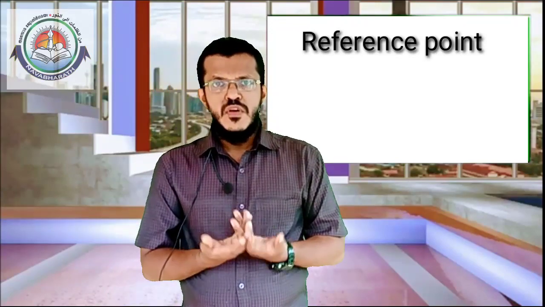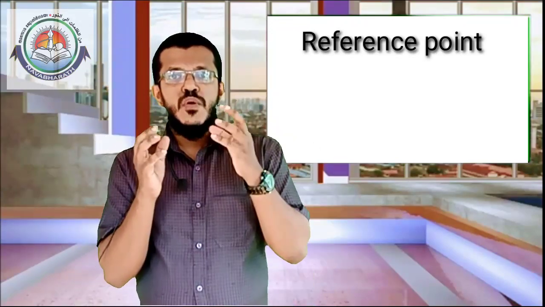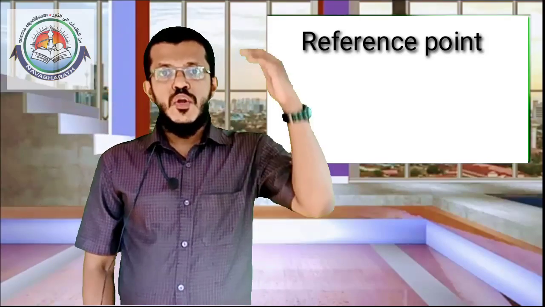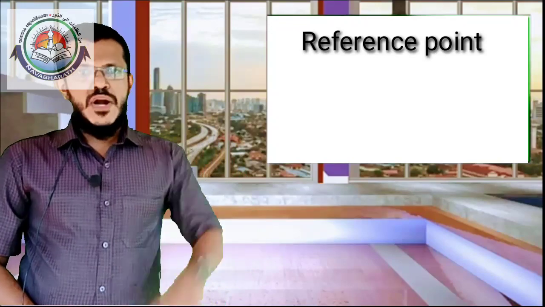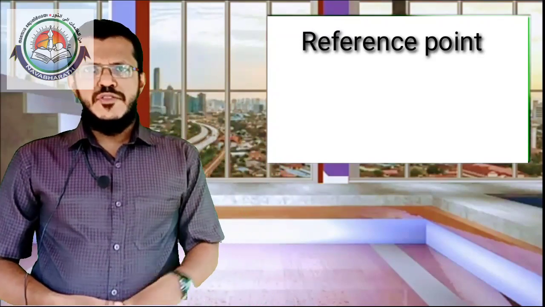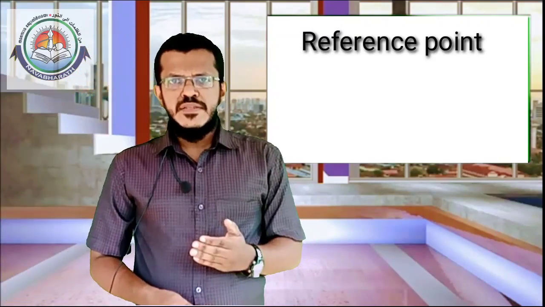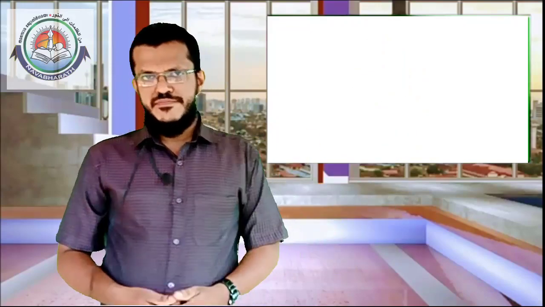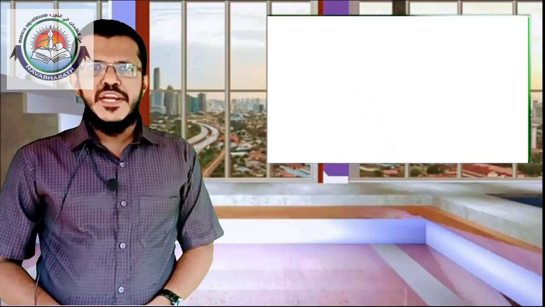For example, assume that a school in a village is 2 kilometers north of the railway station. If one person asks you, where is the school in your village? Then you say, my school is 2 kilometers north of the railway station. In our village, the school is situated 2 kilometers north of the railway station. That means you have selected the railway station as the reference point. For what? To specify the location of the school, to specify the position of the school. That is a reference point.